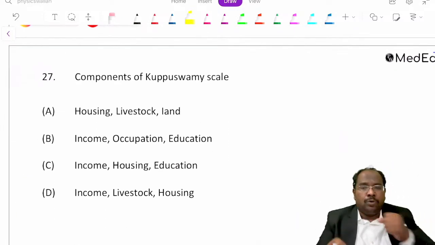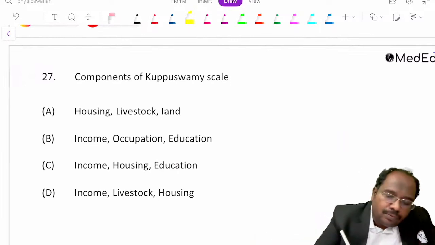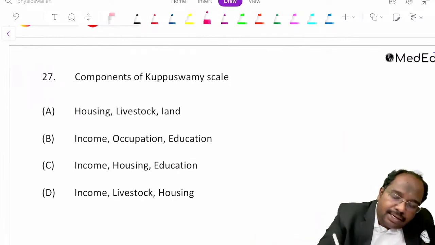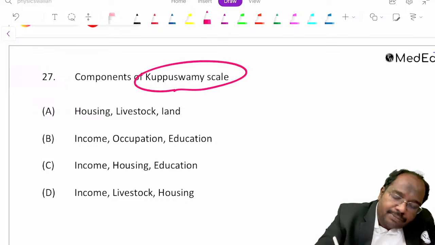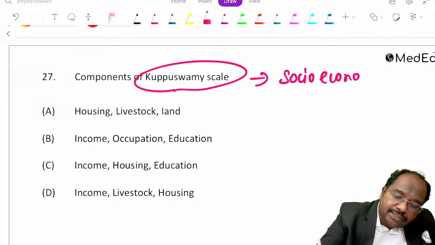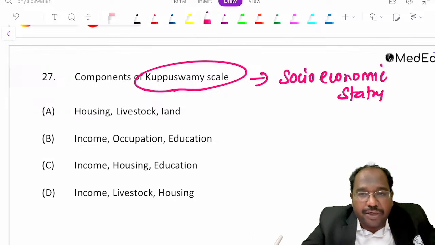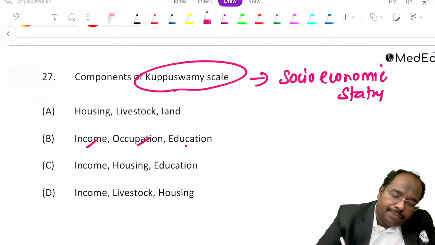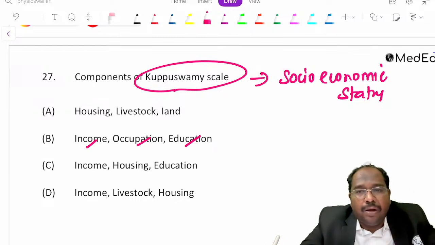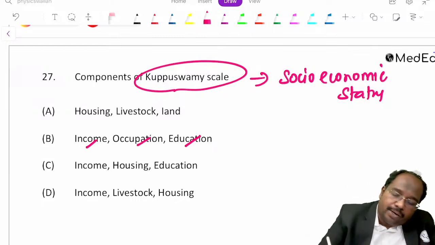Components of Kuppuswamy scale. So this is a scale used for socio-economic status, guys. Okay, this is a scale for looking into socio-economic status. It includes 3 things: income, occupation, and education.